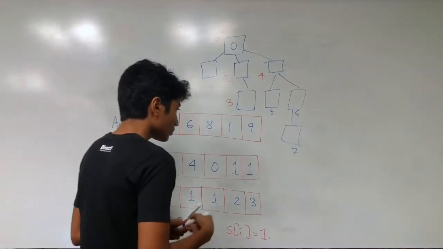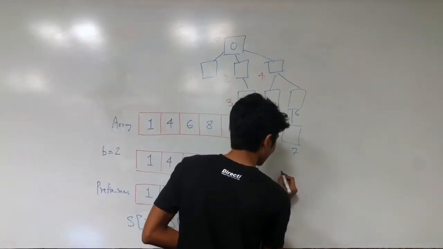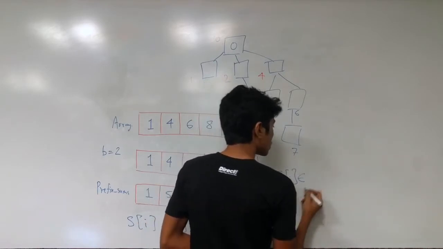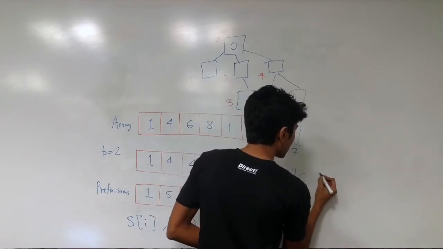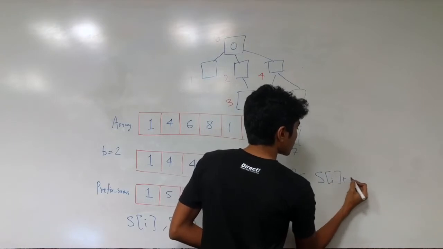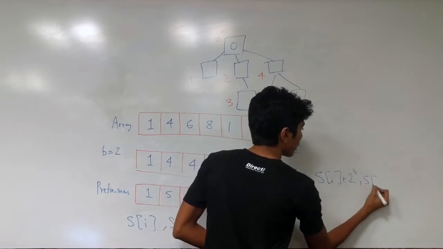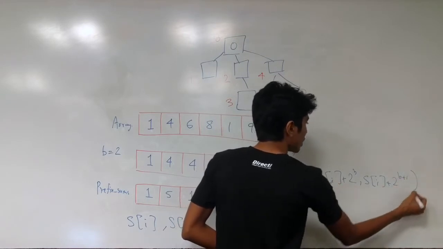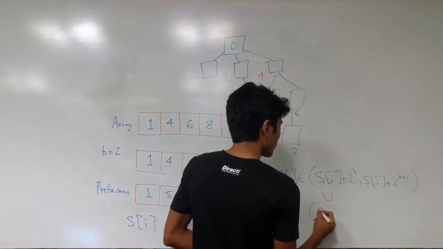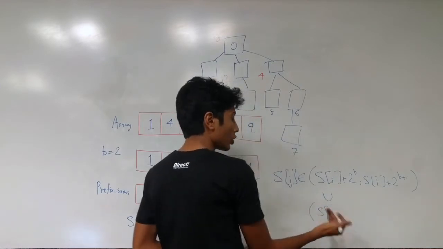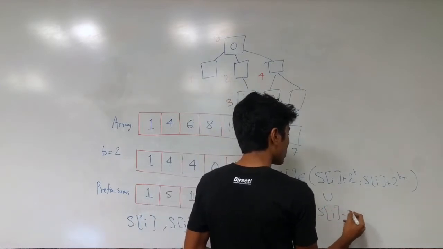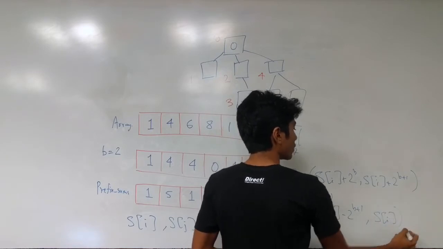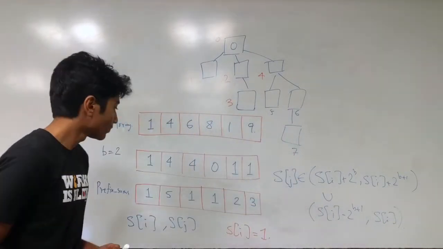Of course we should write that down. S of j belongs to either S of I plus 2 raised to power b or S of I plus 2 raised to power b plus 1. So this is the first range. Union with S of, these are two disjoint sets of course like we said, I minus 2 raised to power b plus 1, comma S of I. So this is what we are playing with, right?